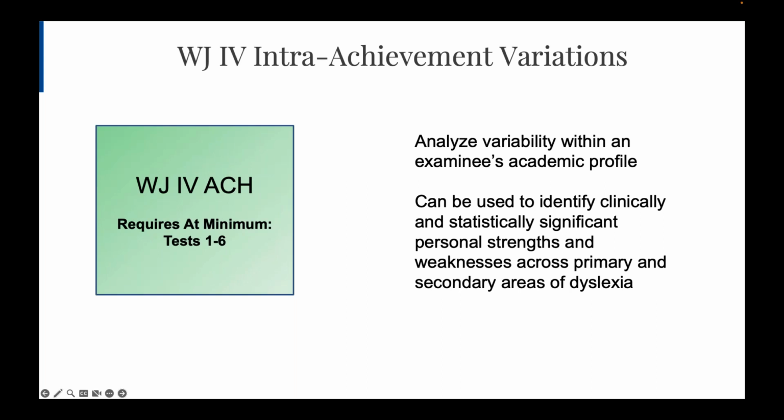As a reminder, for those who were not in attendance 2 weeks ago, what these procedures do is they analyze the variability across the achievement tests that you administer, and they could also analyze variability across clusters within the WJ4 achievement. That can be very helpful because then you can see if there are any clinically and/or statistically significant strengths that your examinee has personally, or any weaknesses that they have personally in relation to those primary and secondary areas of dyslexia.